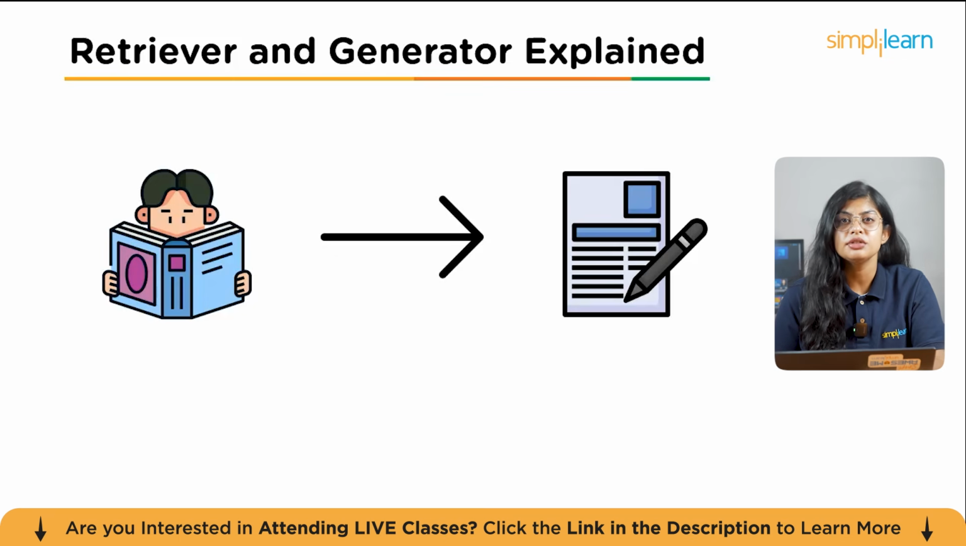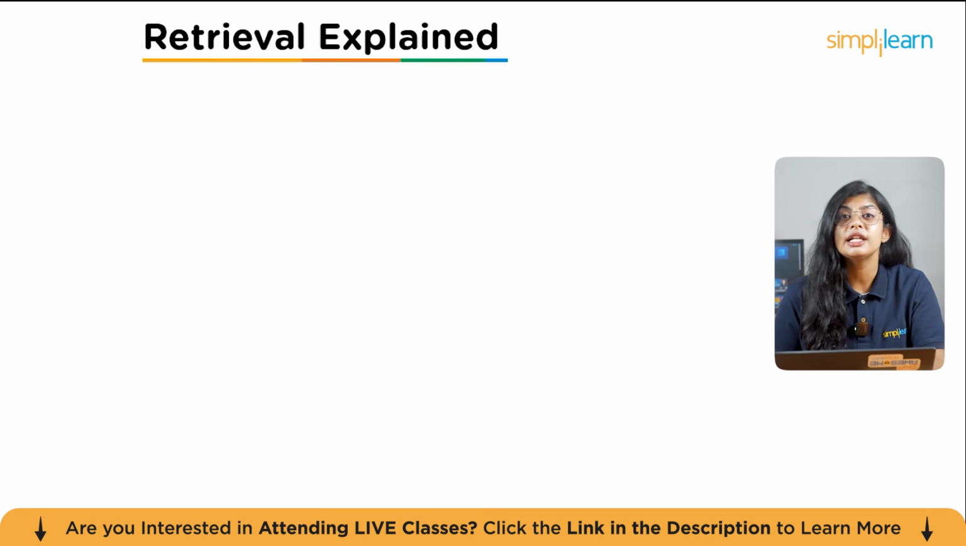Before answering a question, the student first looks up reference material and then writes the final answer in their own words. In this example, the retriever is like searching the textbook and the generator is like writing the answer in the exam. Understanding this separation is very important, especially when we start building RAG systems using Python. Now let's start with the retrieval part, because retrieval is the foundation of RAG.